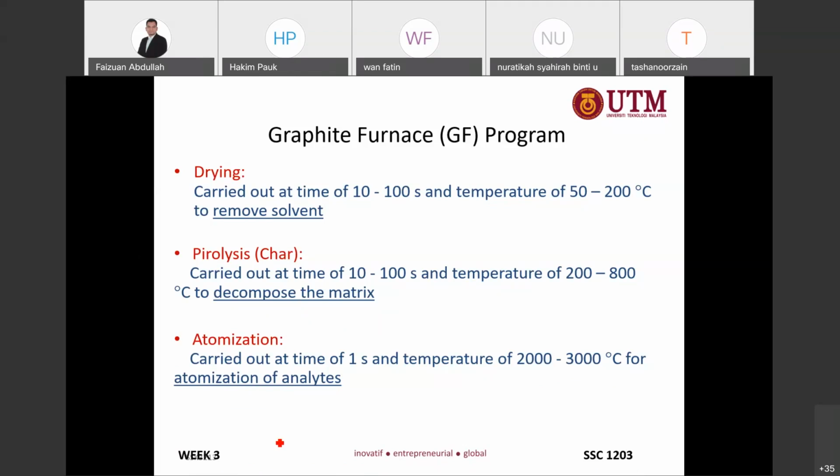And then the atomization process happens. It is carried out at a time of 1 second and temperature of 2000 to 3000 degrees Celsius for atomization of the analyte. I don't know what the sequence is, 10 seconds to 1 second, right? I need to clarify about this. But the time frame for the graphite furnace program, the window of time for the process to happen, is actually very small.